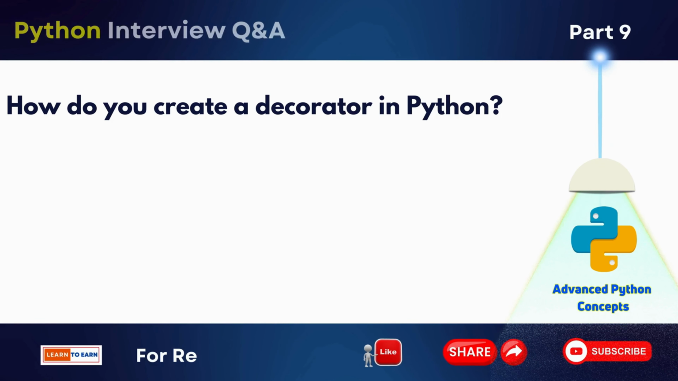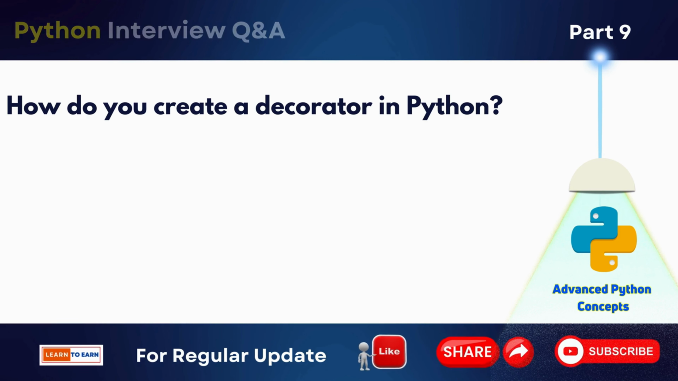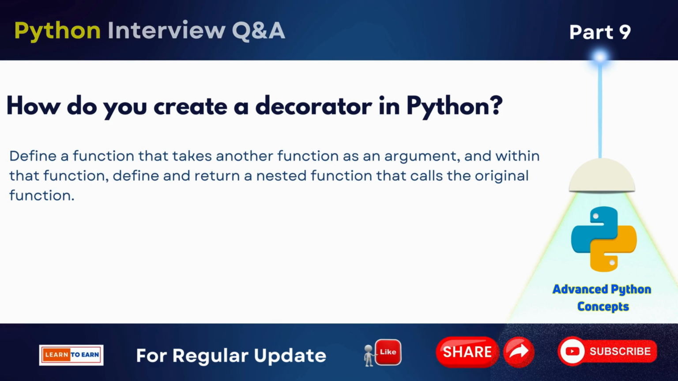How do you create a decorator in Python? Define a function that takes another function as an argument, and within that function, define and return a nested function that calls the original function.